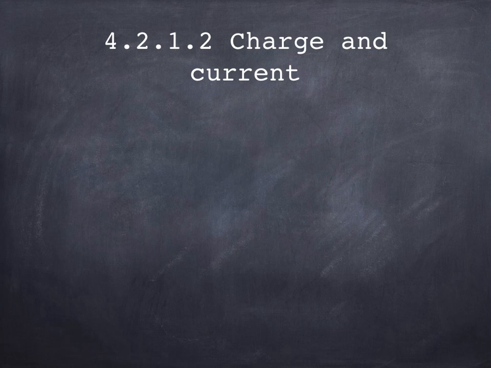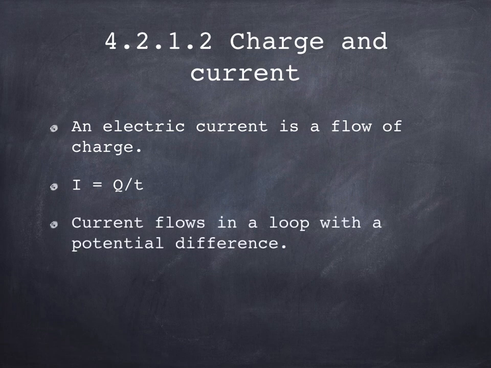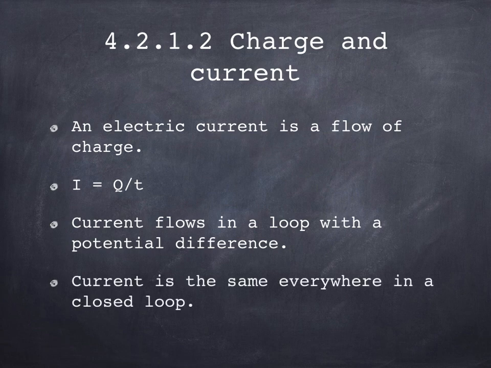So to summarise, an electric current is just a flow of electrical charge. We can work out the size of that current by dividing the charge transferred by the time taken in seconds. Inside a loop, current flows if there's a source of potential difference. That could be a cell, a battery, a power supply, or something like a solar cell. And finally, current inside a closed loop is the same wherever we measure it.